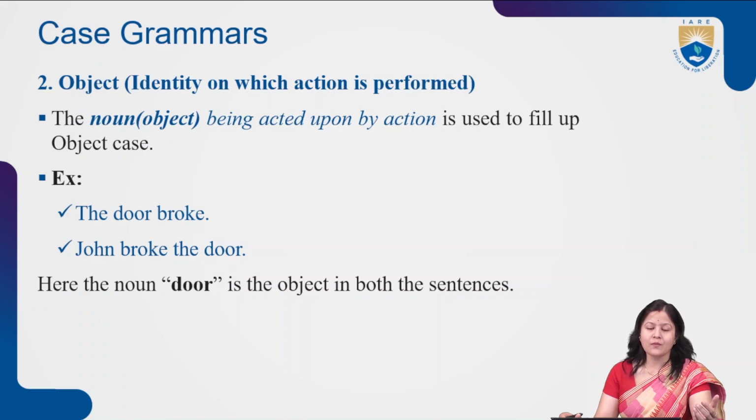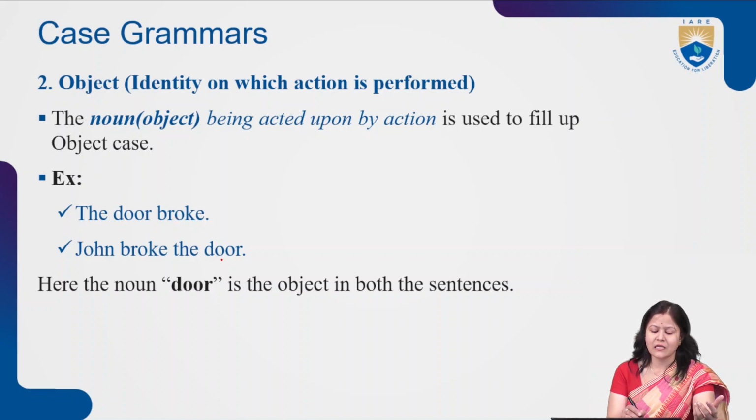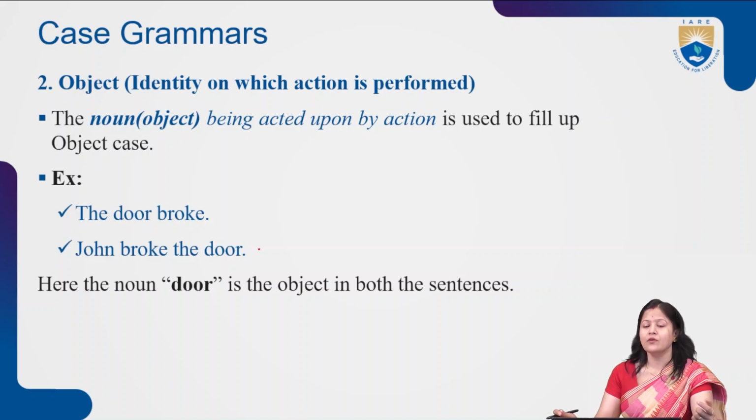Now you see the example: the door broke. Second example, John broke the door. Here the noun is door. So door is the object in both the sentences. In the first sentence door is there, in the second sentence also door is there. So door is the object case on which the action is performed.